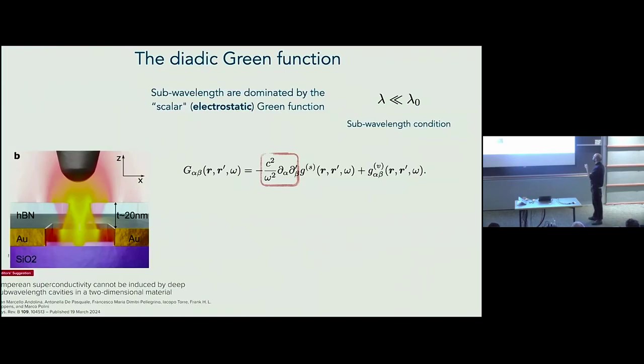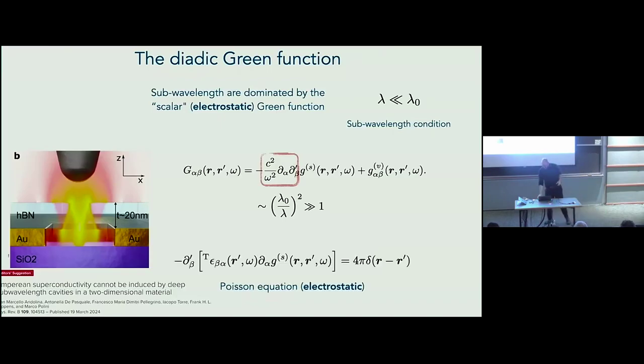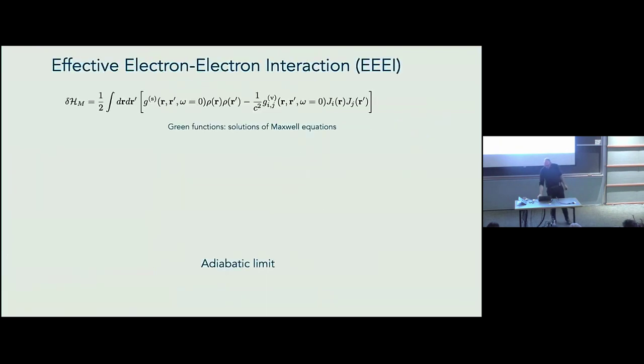But why is this decomposition important? Because as long as you go to a subwavelength cavity, you can estimate these derivatives as lambda, which is the size of the cavity, and you can see that in front of this Green function, this is lambda naught divided by lambda squared, and this guy for subwavelength condition is very big. So basically, this means that the Green function of a subwavelength cavity is completely dictated by the scalar Green function, which is solving the Poisson equation. So really, we prove that subwavelength cavities are dictated by the Poisson equation.